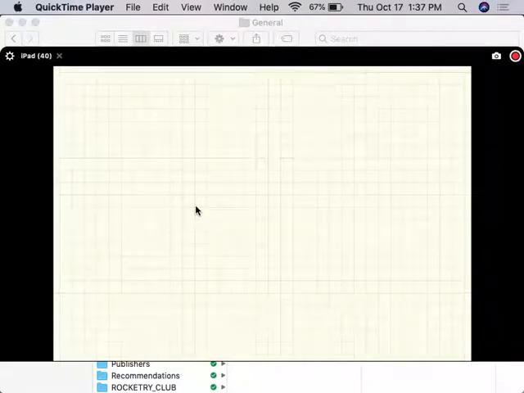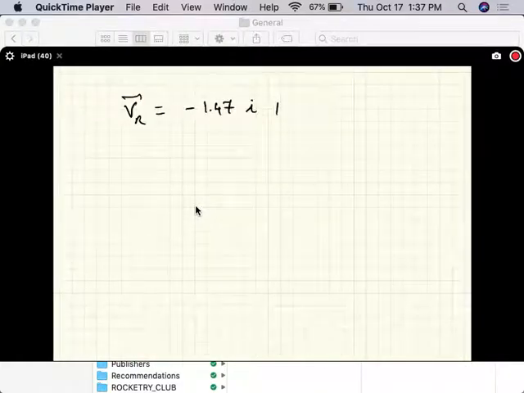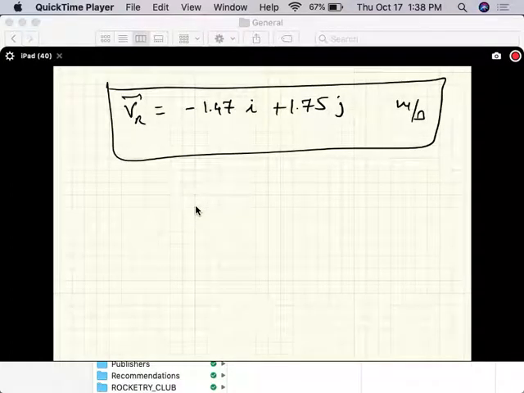All right, so the velocity of the rock is minus 1.47 I plus 1.75 J. Okay, so that's the recoil velocity of the rock.